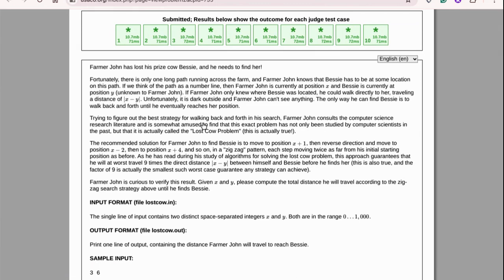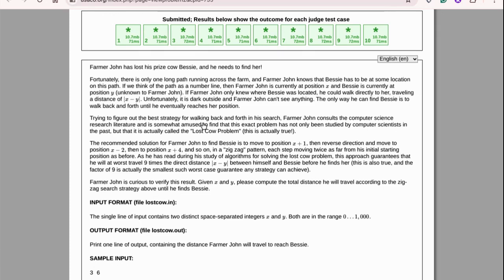If we think of the path as a number line, then Farmer John is currently at position X and Bessie is currently at position Y, unknown to Farmer John. If Farmer John only knew where Bessie was located, he could walk directly to her, traveling a distance of X minus Y. Unfortunately, it is dark outside and Farmer John can't see anything. The only way he can find Bessie is to walk back and forth until he eventually reaches her position.